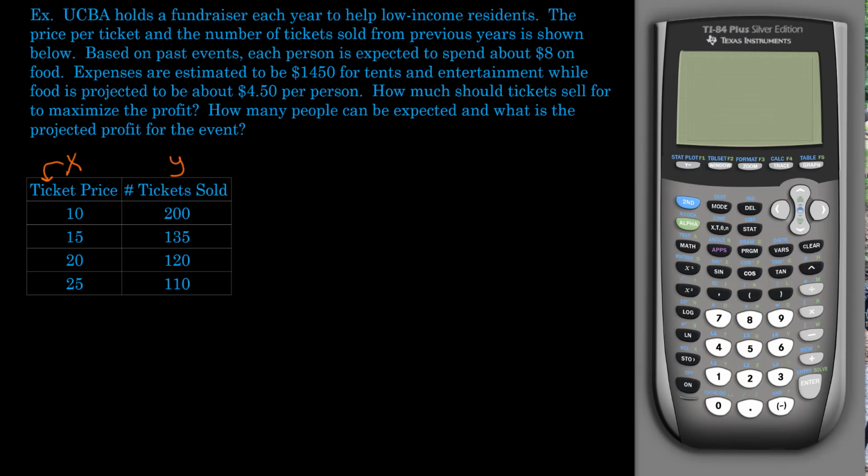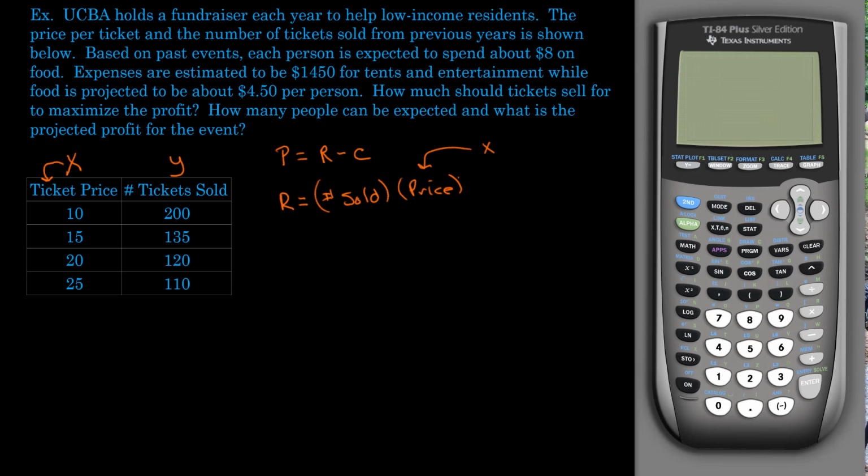Okay, so where do we go from here? Well, first recall that profit equals revenue minus cost, where revenue is equal to the number sold times the price. The price in this case is going to be X. The number sold is dependent on X. Now, in order to get an equation for the number sold, we are going to need to do regression analysis using the data that we have.